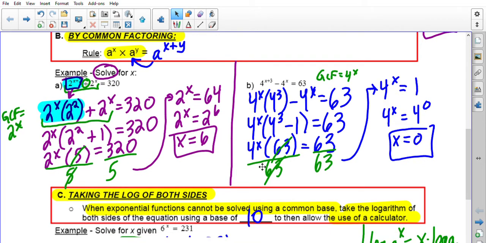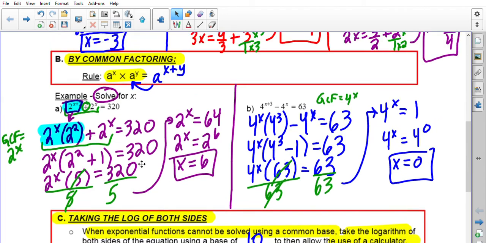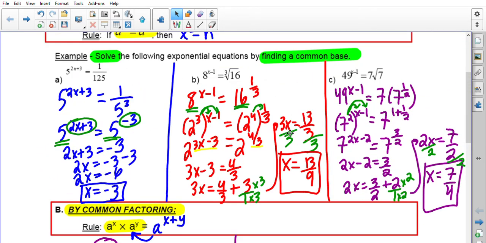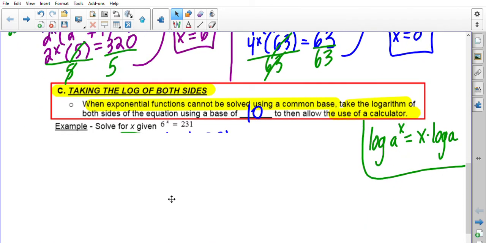All right, let's try another method. So the next method for solving something that perhaps cannot be helped with common factoring and cannot be helped with common base. Obviously, common base isn't always going to work. The next trick is to take the log of both sides. So when exponential functions cannot be solved with a common base, take the log of both sides of the equation. And when you do this, you're doing the common log. So you're doing log of base 10. Okay, when you take log of both sides, that means you're able to use a calculator.